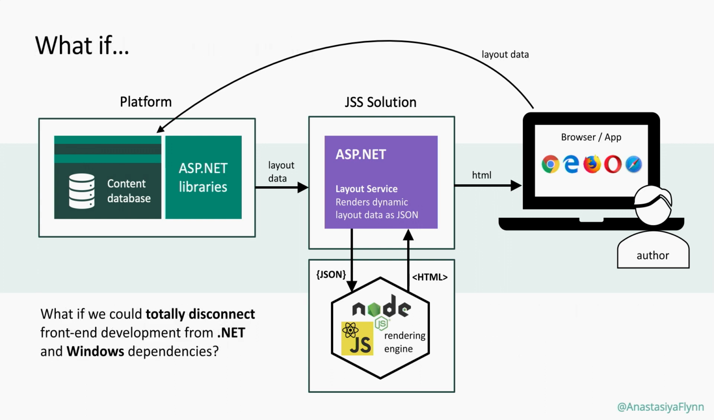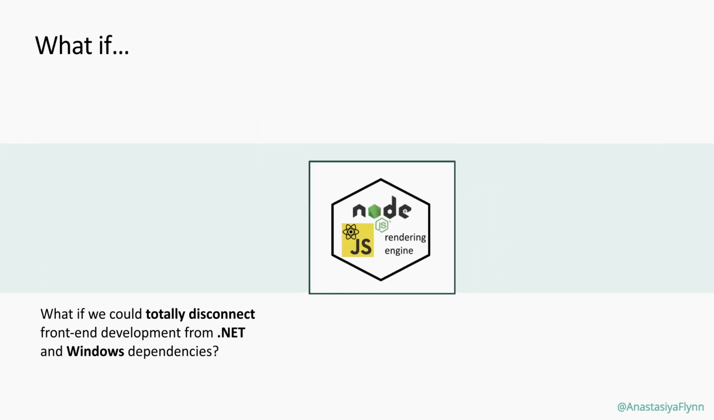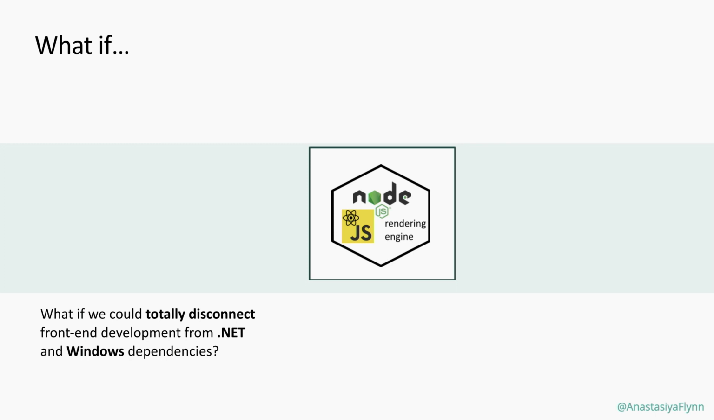So with this architecture, we solved the challenge of needing to keep authors in control of layout, and we've enabled front-end devs to work from any operating system. But so far, they still need a remote platform instance to serve layout data, so they still can't work totally independent. What if we could totally disconnect them and let them work without .NET devs and without Windows at all?